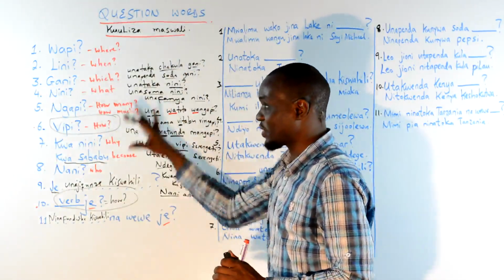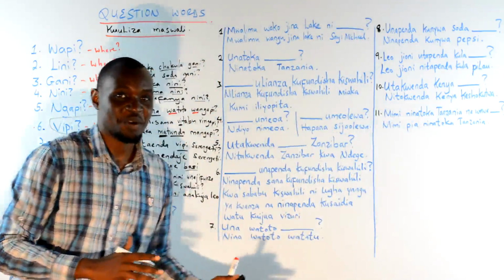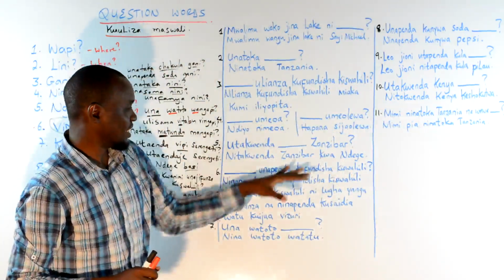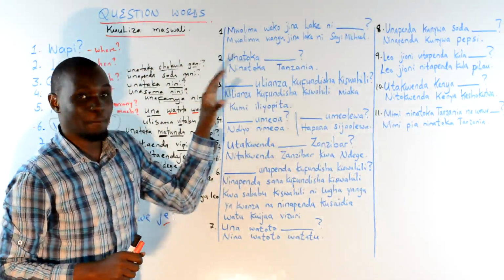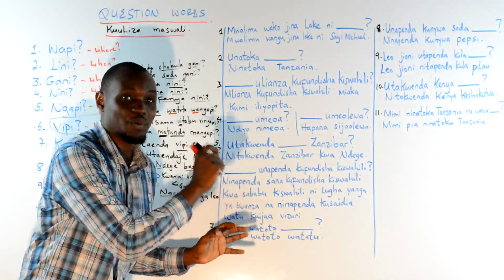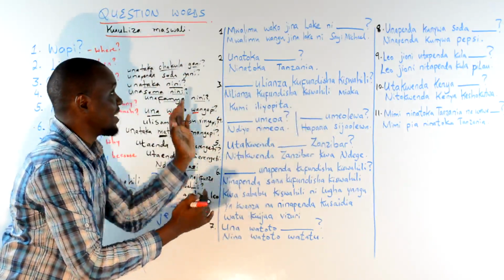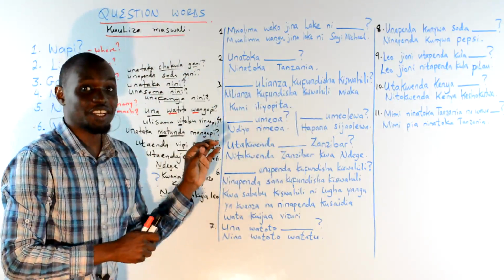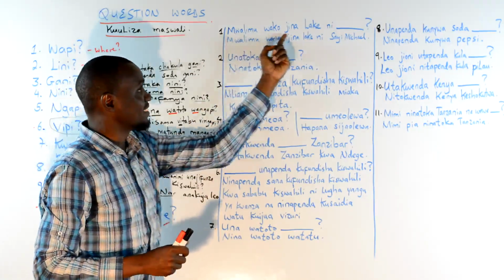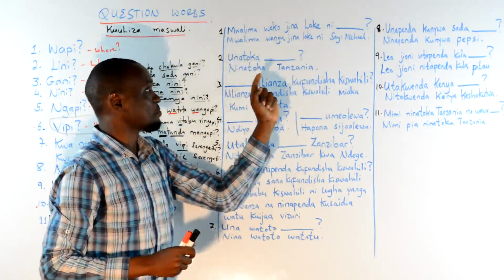You understand the question words in Swahili. You are now able to use them. Go use them. Okay, let's see some exercises. So we need to fill the blank by putting a question word. We need to just insert the question word so that the question could make sense, right? Okay, let's see this. We have the question and also we have the answer.